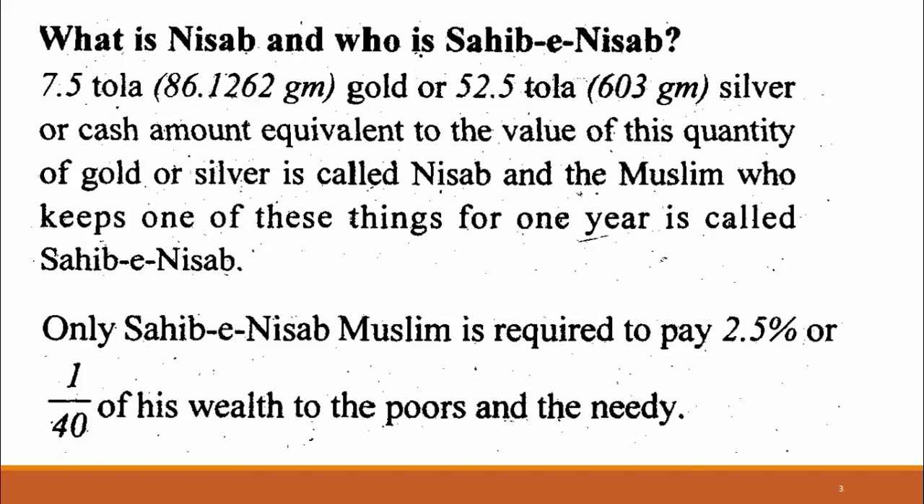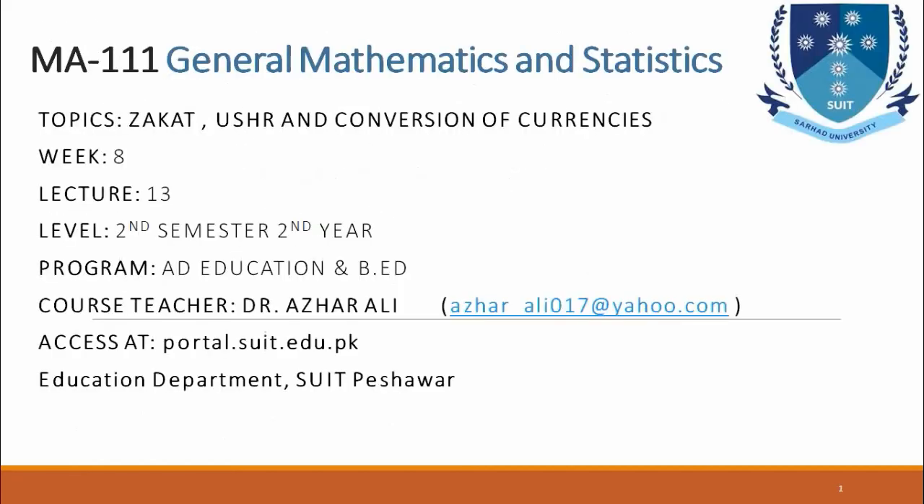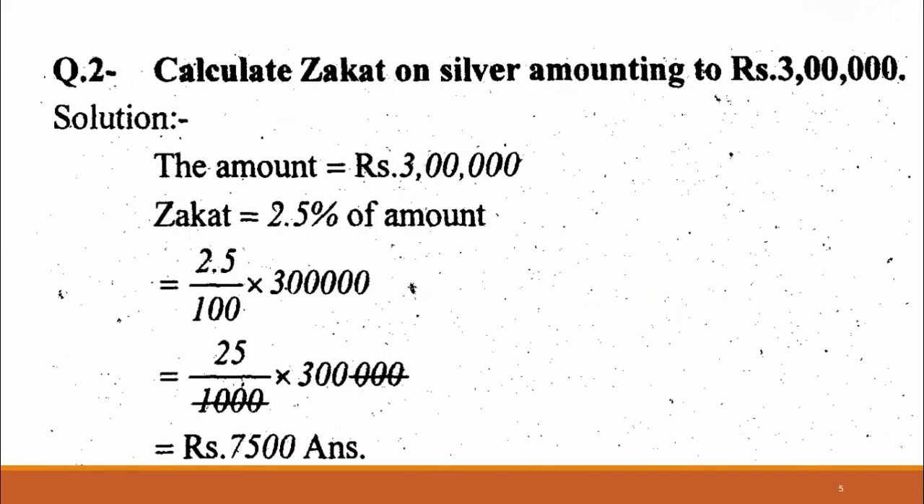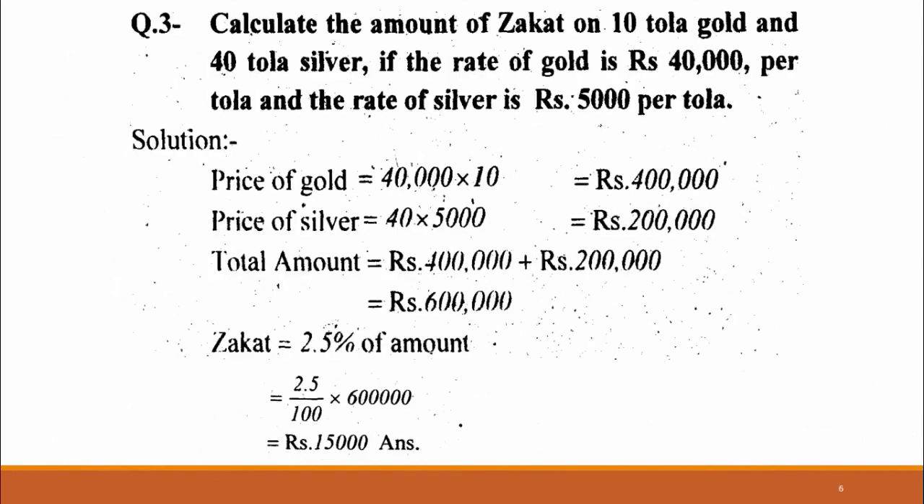And for ushr, if the land is irrigated by natural sources, then the person should pay 10% of the product of the land. And if the land is irrigated by artificial sources, then the person should pay 5% of the product of the land. And this is the end of this segment.